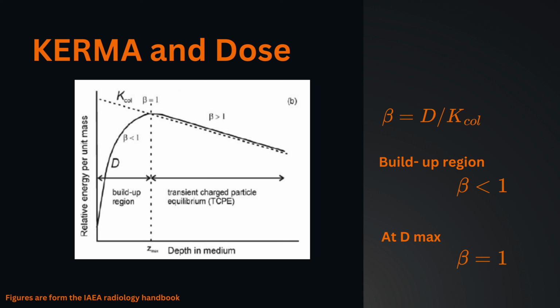For diagnostic photon beams, Dmax is very close to the surface due to the lower energy of the photons. However, in radiotherapy, photon beams have sufficient energy to generate high-energy electrons that can travel greater distances. Consequently, Dmax occurs at a greater depth compared to diagnostic beams. This increased build-up region in radiotherapy is beneficial for sparing the skin from excessive radiation exposure, as the maximum dose is delivered deeper within the tissue.